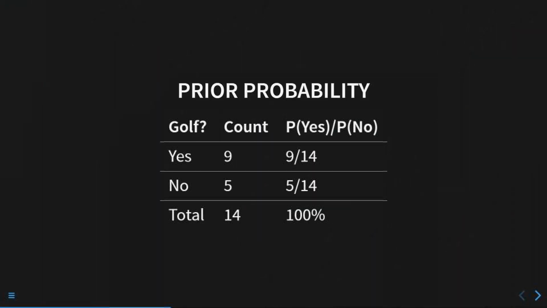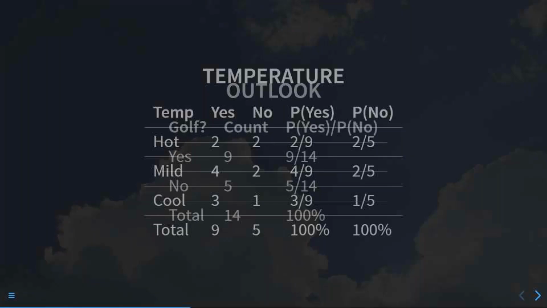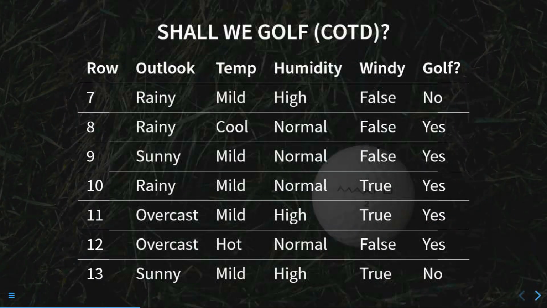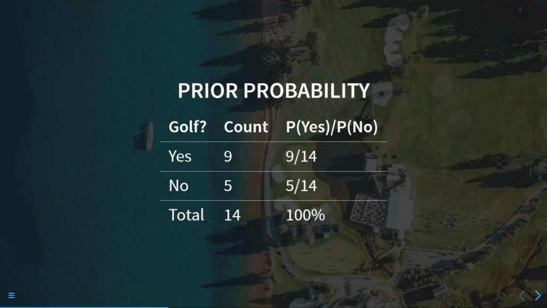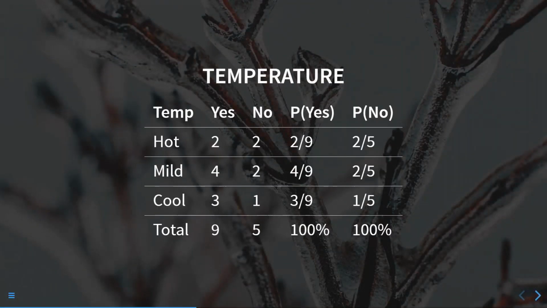Our outlooks. On 9 of the 14 cases, the boss went golfing. Temperature. Actually, you know what? I have a typo here because outlook was sunny, mild, overcast. So if I come back here, rainy, sunny, overcast, I need to fix that slide. But basically, it's figuring out the likelihood of each one of those. With temperature, we can see it clearly. Hot, mild, and cool. Well, on hot days, we went golfing 2 out of 4 times. On cool days, we went golfing 3 out of 4 times.